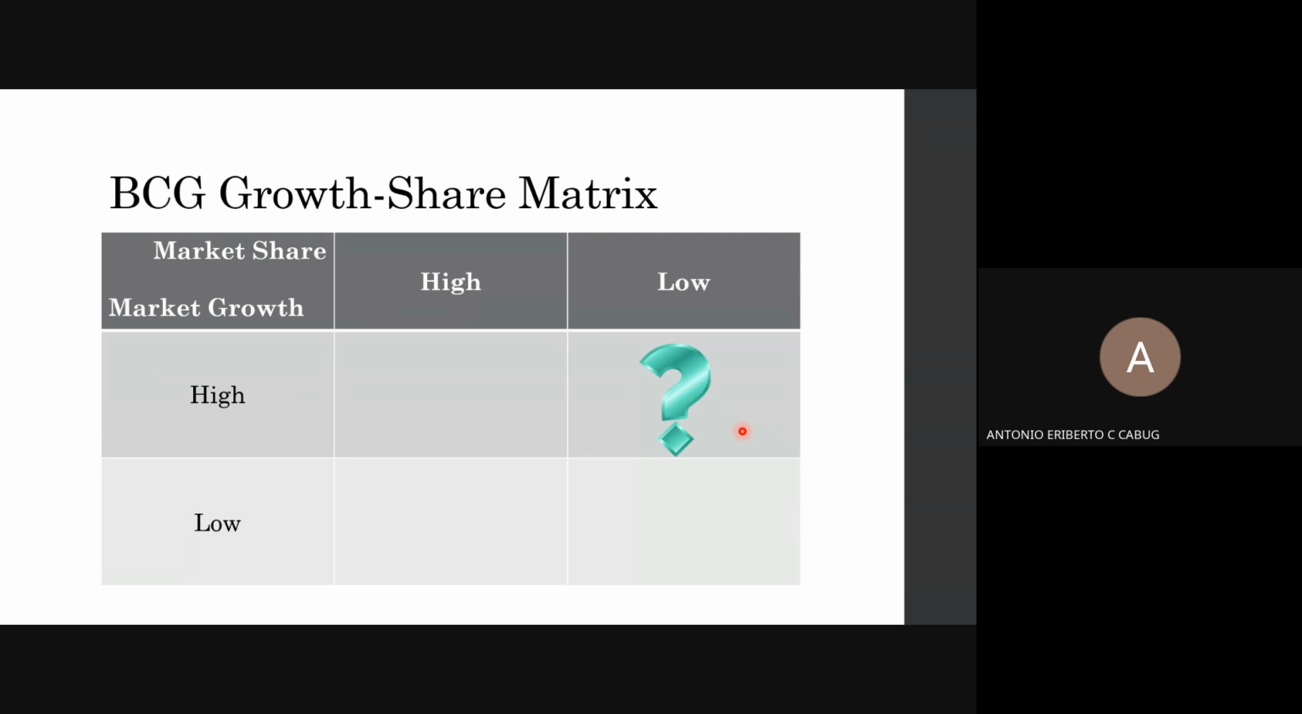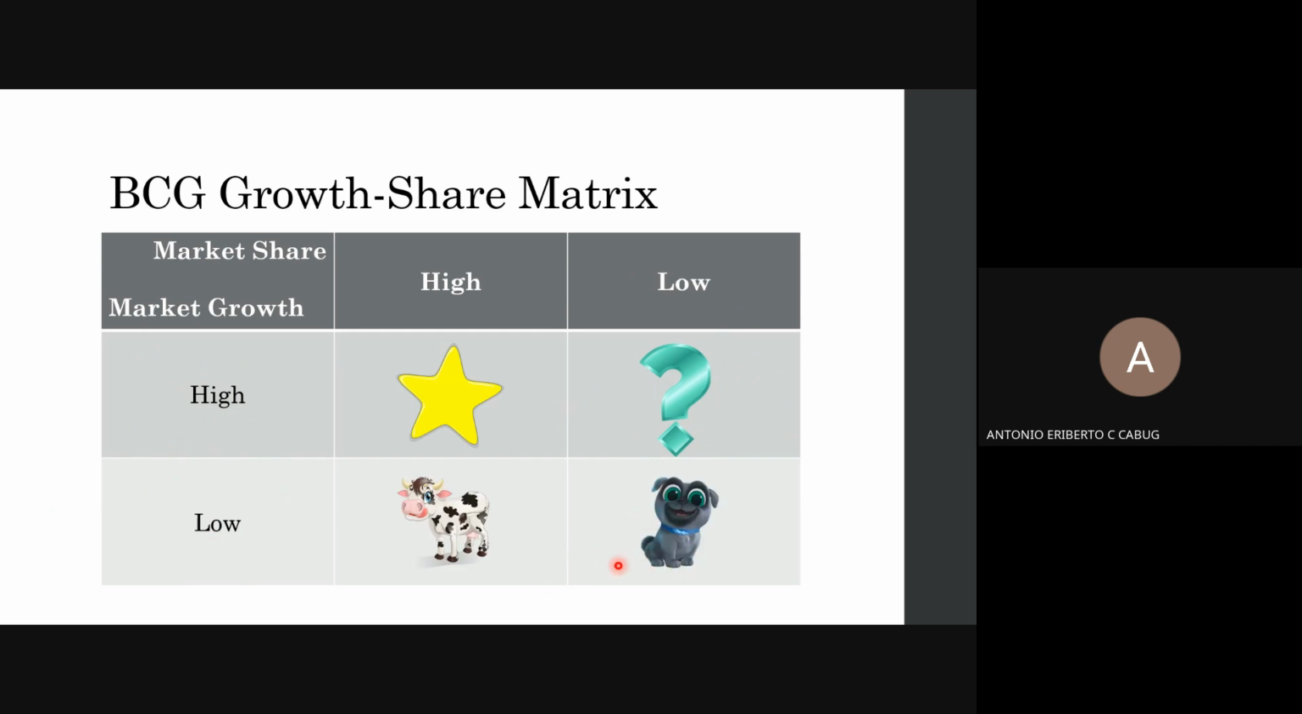Okay, let us go to the case of banking. If the banking industry is growing at a fast pace, market growth is high. Last year, we have what we call Robinson's Bank. It is a low market share bank. You can only see the branches in a Robinson's Mall. So it used to be a question mark when the banking industry was growing. But when the market for banking is already declining, no longer growing or growing at a very slow pace, that became a dog.